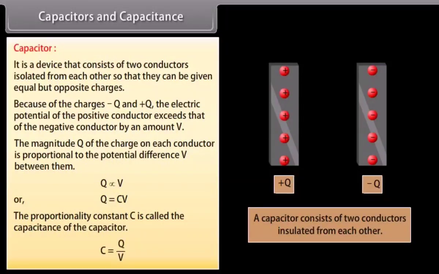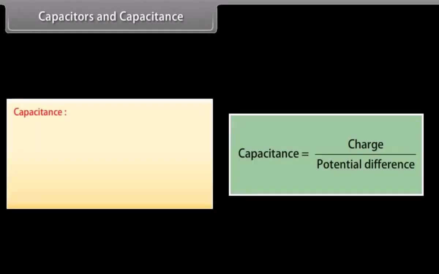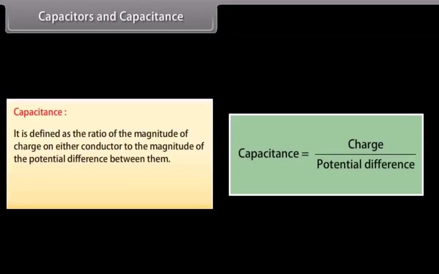C is equal to Q by V. Capacitance. It is defined as the ratio of the magnitude of the charge on either conductor to the magnitude of the potential difference between them. The SI unit of capacitance is coulomb per volt, called farad.